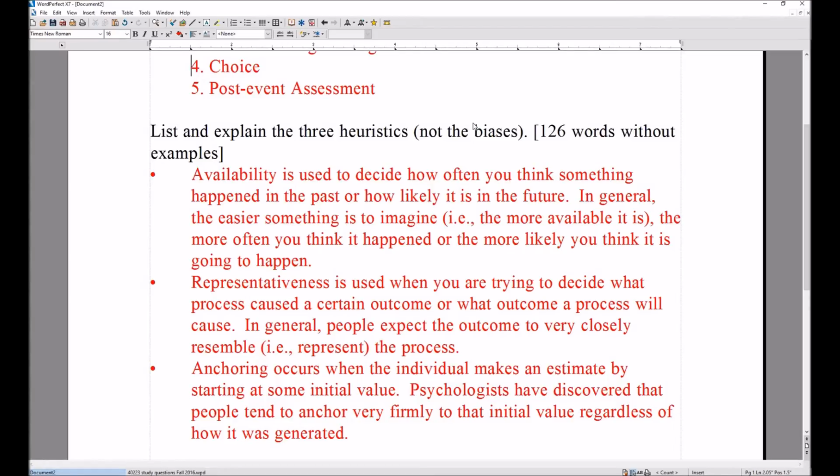Let me start with availability, and you can read this as well as I can. It's used to decide how often you think something happened in the past, or how likely it is in the future. In general, the easier it is to imagine, the more often you think it happened, or the more likely you think it's going to happen.